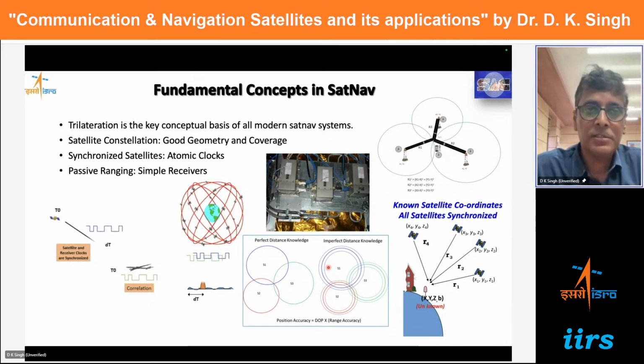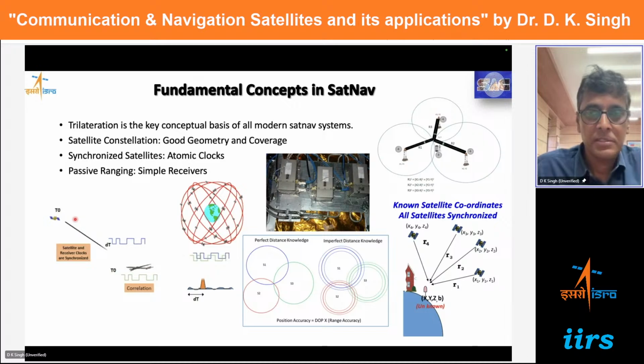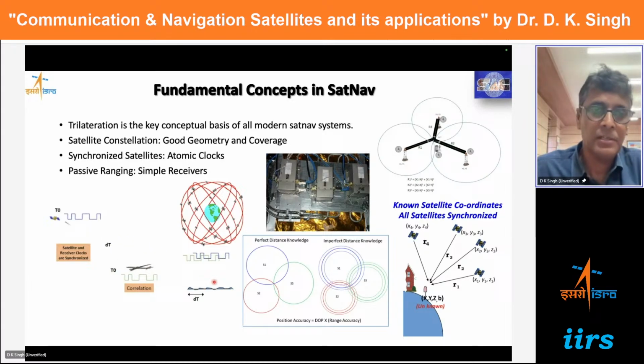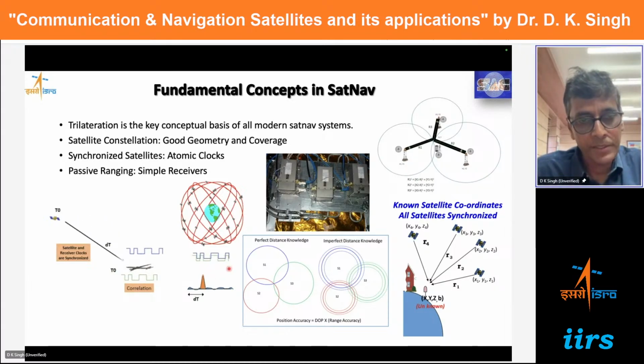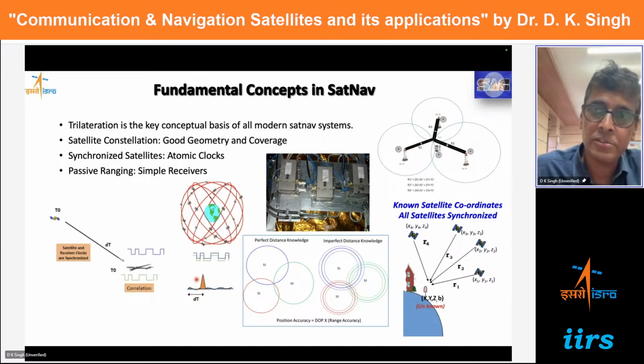Basically, the navigation system works on the triangulation or trilateration concept. What happens? You have the satellites emitting the signal, and we have a ground receiver that also generates a similar signal and tries to measure the time delay of the signal coming from the satellite to here, and measures its range. And from the range, I will explain later how it calculates its position.